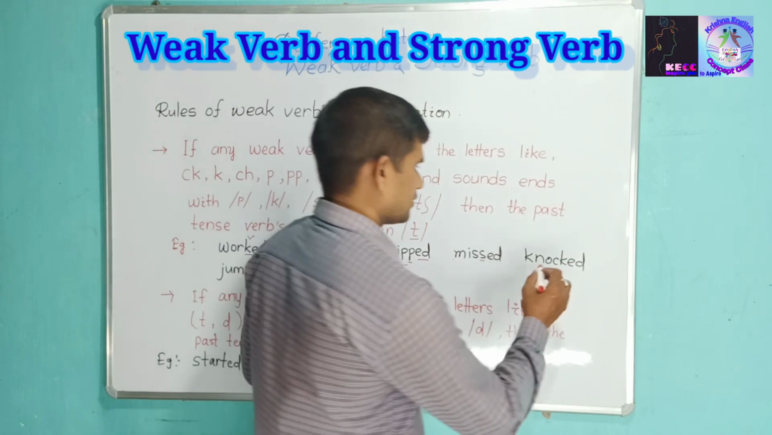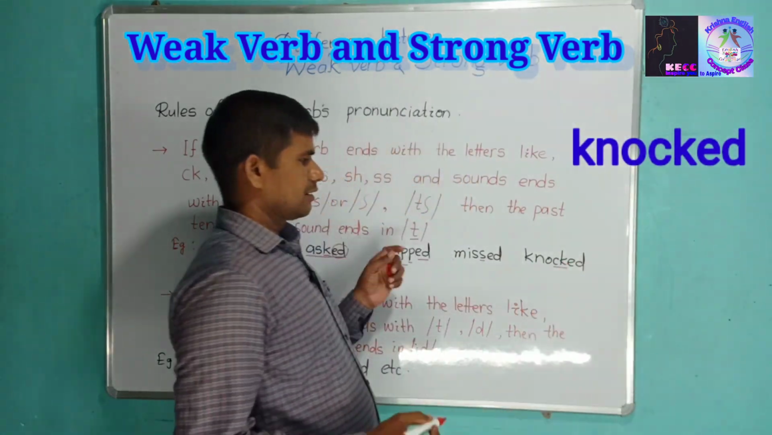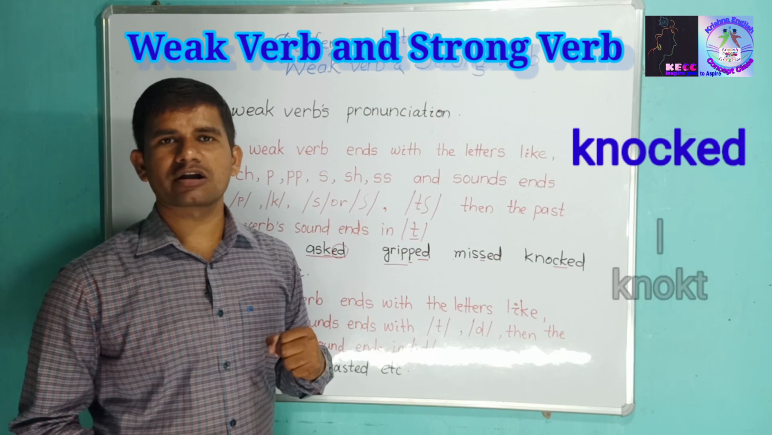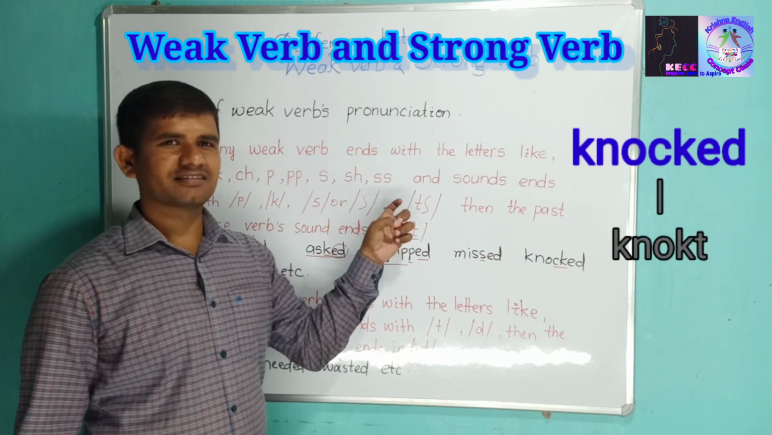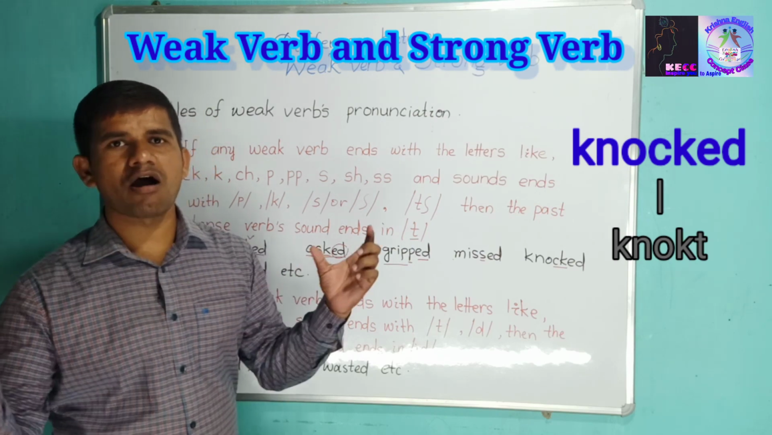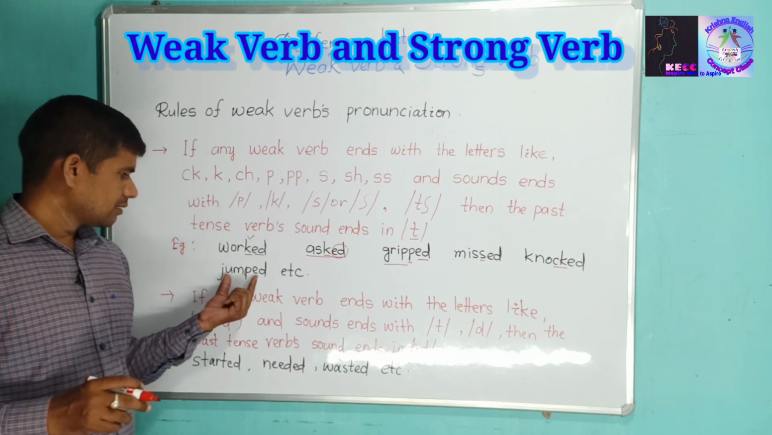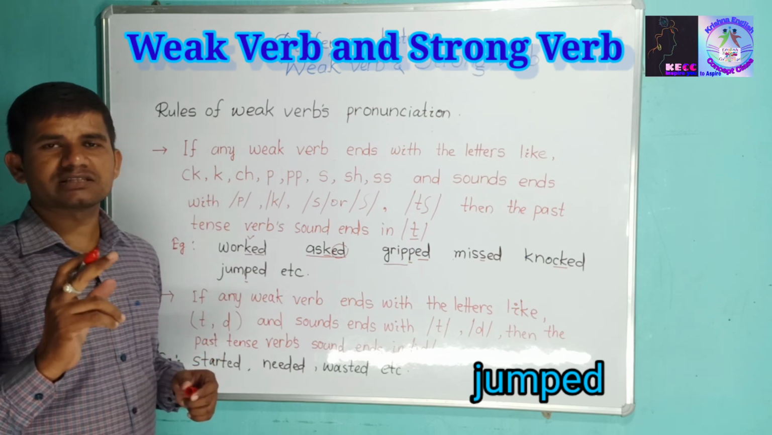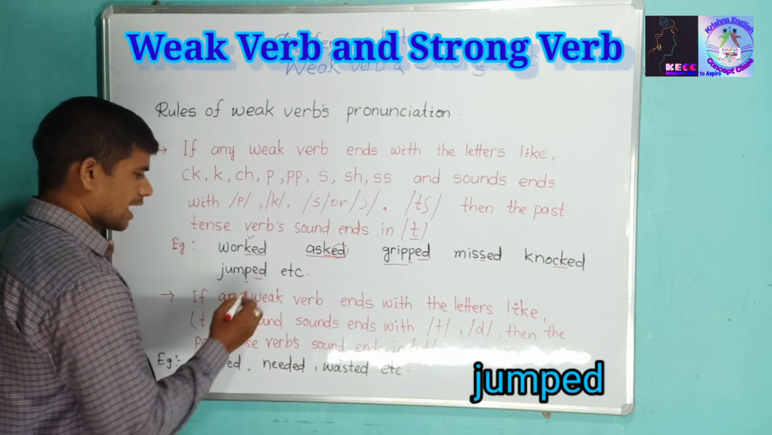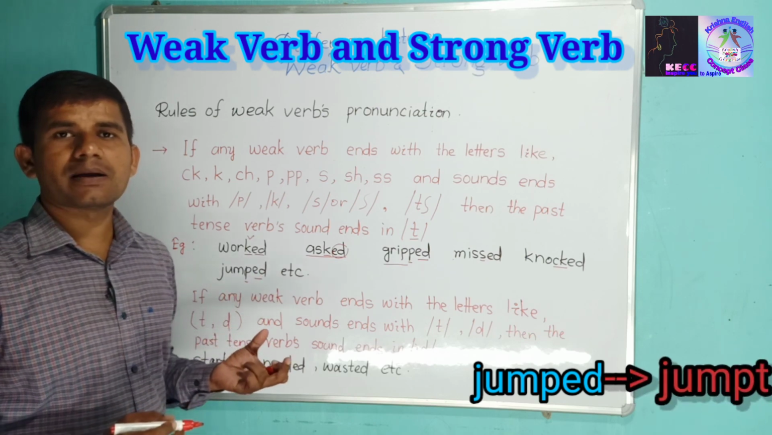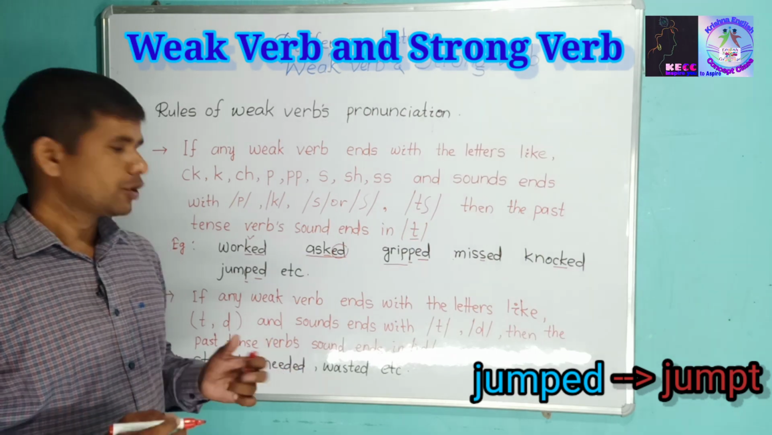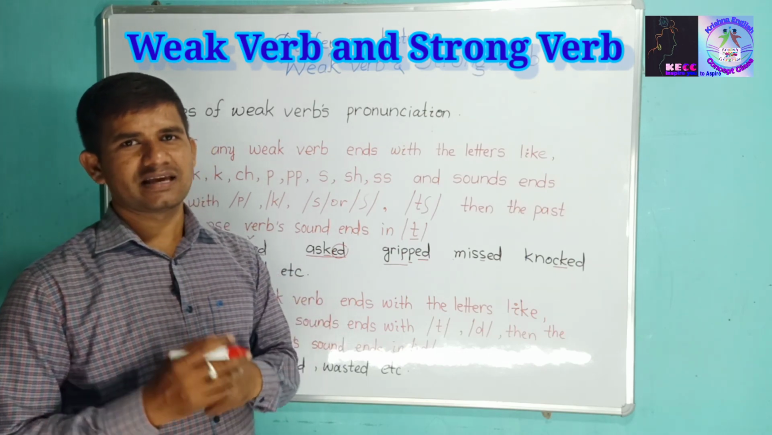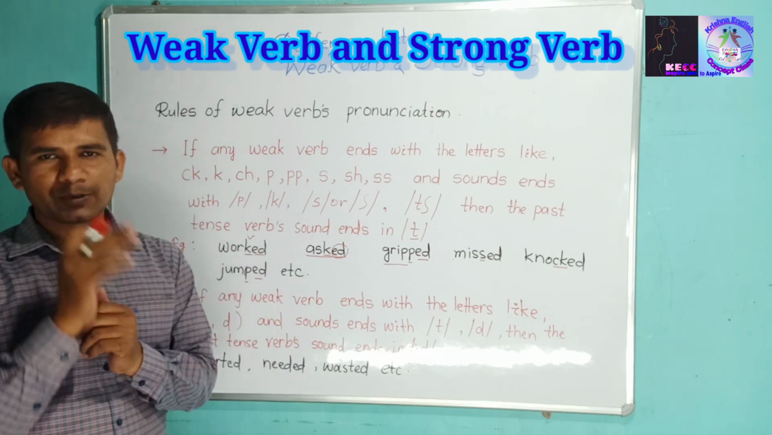Okay, then the next word, knock. You see, CK. This word ends with a CK. Yes? So we have to pronounce it knocked. He knocked. Okay. Not knocked. Okay. Then my next word is jump. Here the last letter is P and its pronunciation P. Yes? So we have to pronounce it jumped. Jumped. Not jumped. Okay. These are the mistakes we often make. Yes? We are making pronunciation mistakes that we have to rectify.